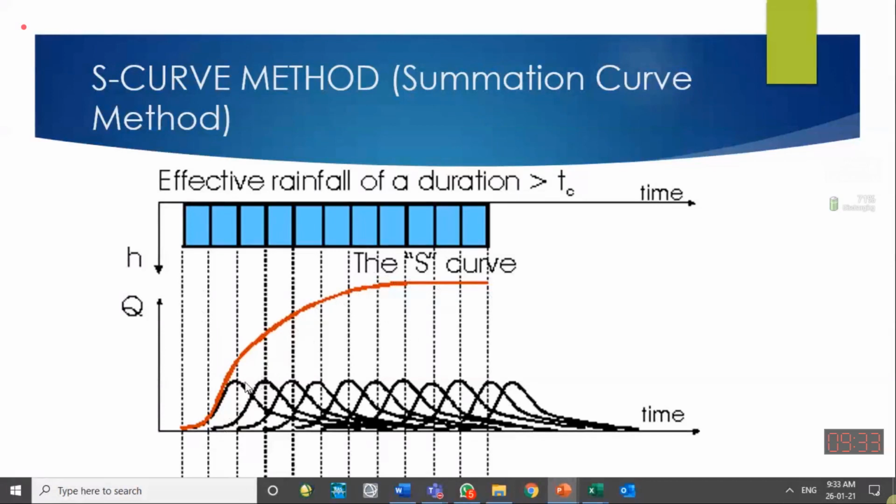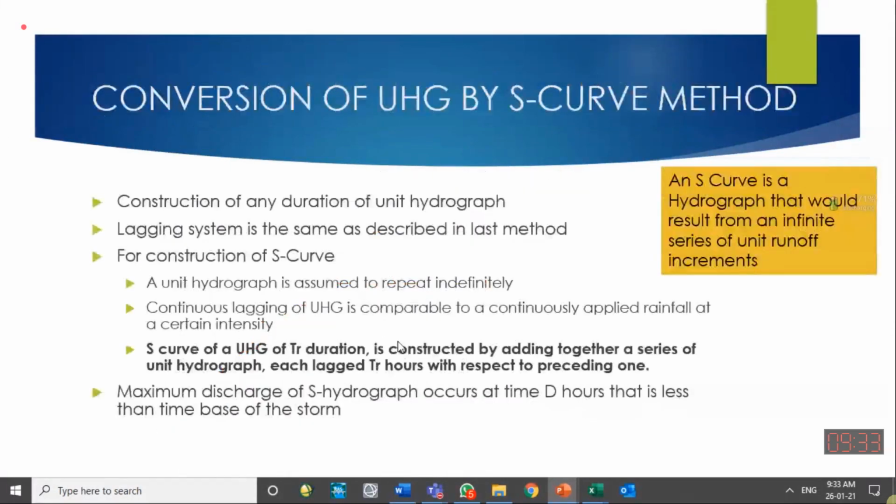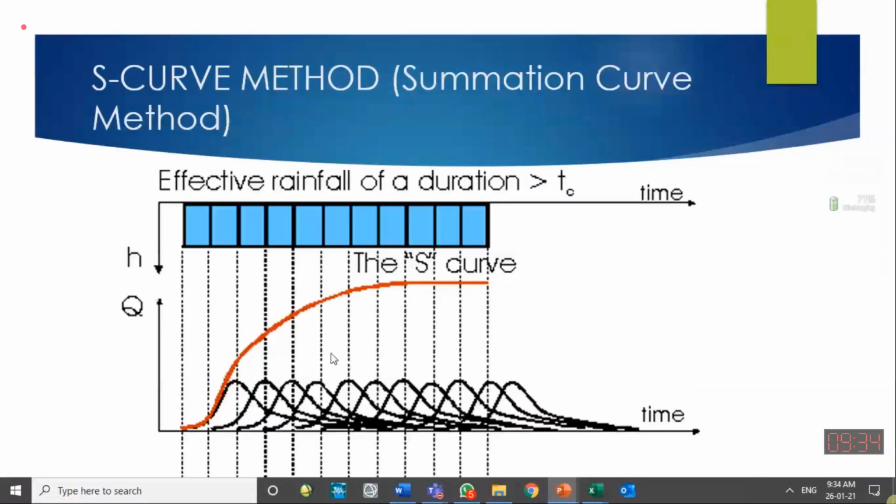So how to construct the S curve and what is the S curve? It is the hydrograph that would result from an infinite series of unit runoff increments, and we can construct it by a series of unit hydrographs lagged by the duration of the storm, and we add them together and get the S curve. So in this method, first we have to construct the S curve. When we have an S curve of a certain unit hydrograph, the next step: the maximum discharge of the S hydrograph occurs at time TR that is less than the time base of the hydrograph. So that's another piece of information.